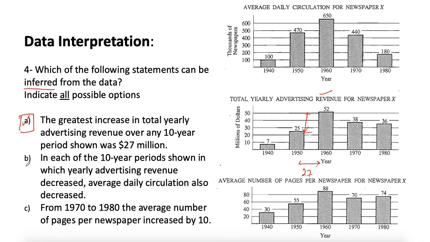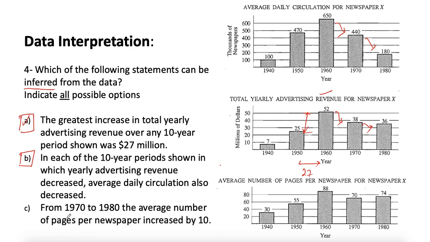Now let's see the next one. In each of the 10-year periods shown in which yearly advertising revenue decreased, so these decreases are from 60 to 70 and from 70 to 80, the question asks whether average daily circulation also decreased. Yes, from 1960 to 1970 this decreased, and from 1970 to 1980 this also decreased. So this is right: whenever the total yearly advertising revenue for newspaper X decreased, there was also a decrease in average daily circulation for newspaper X. That's why this is also true, and this can be inferred.